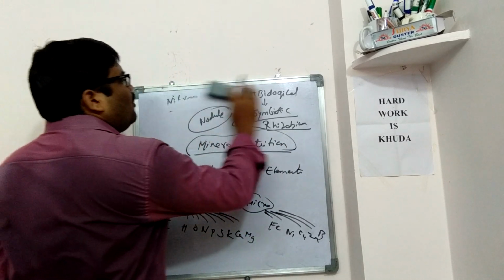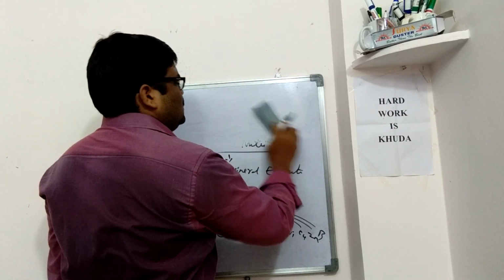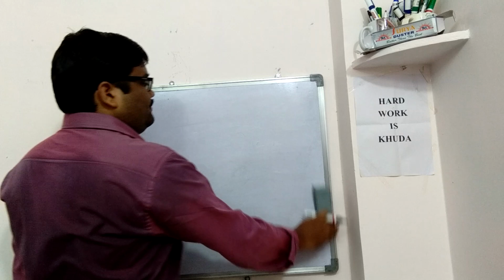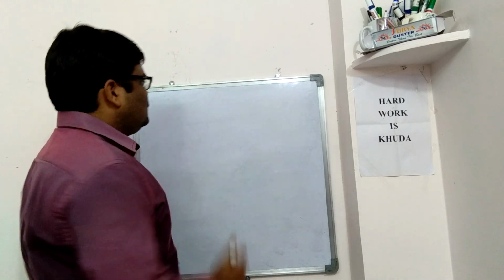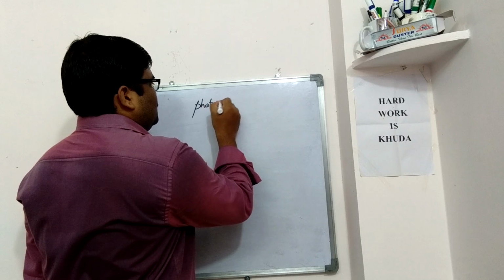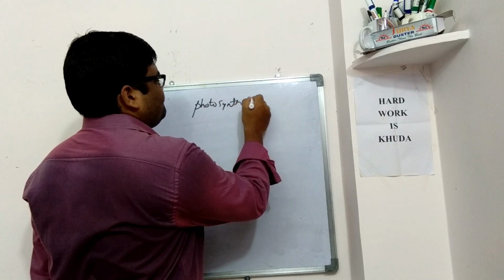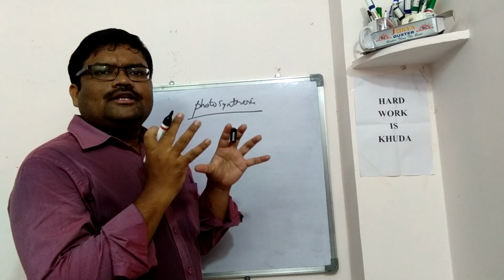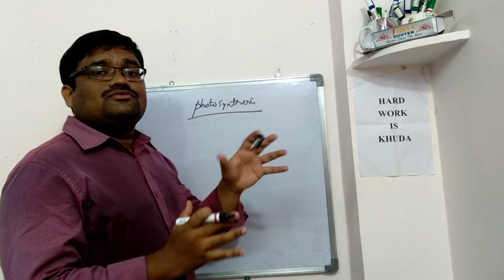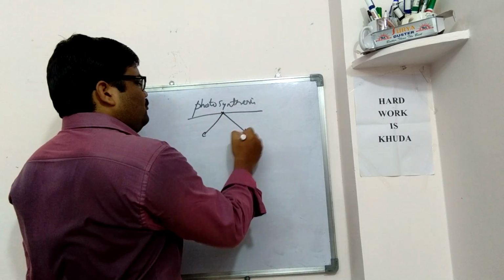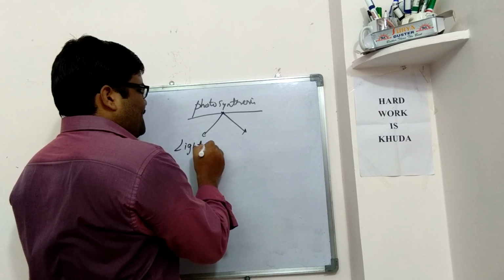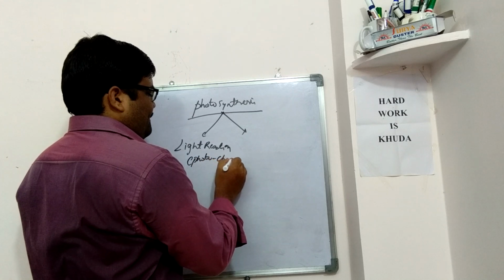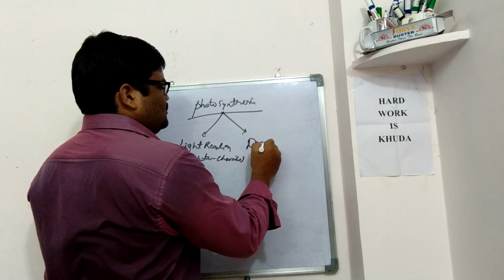Then, the most important chapter in plant physiology, not just from an examination point of view, but from a conceptual point of view also, is photosynthesis in higher plants. This is very important. I'm giving directly the main contents or themes we have to cover. Photosynthesis here has two phases: light reaction, or photochemical reaction, and dark reaction.